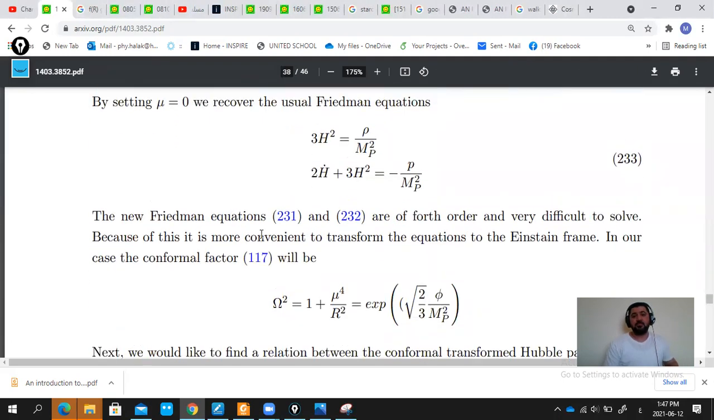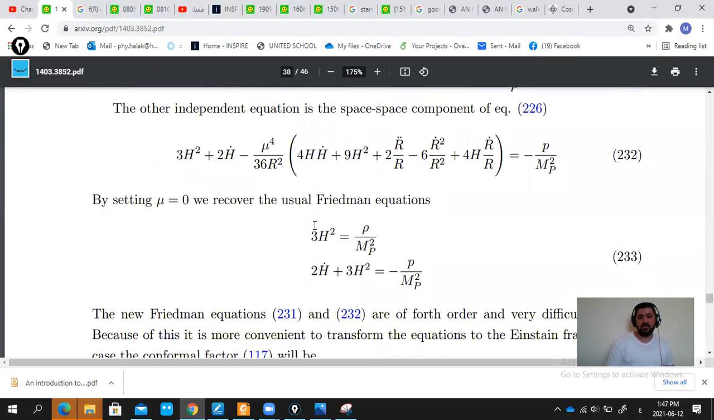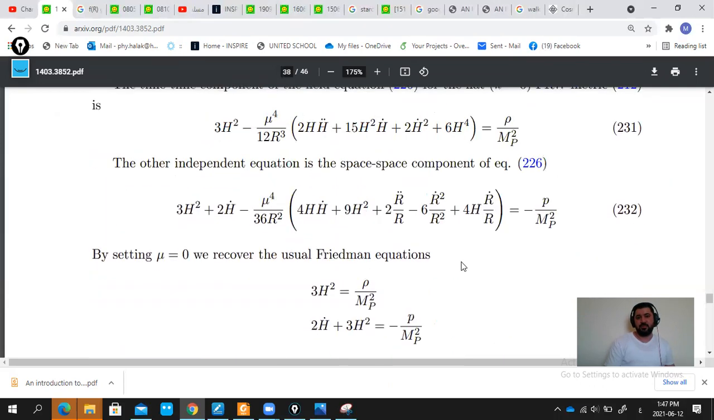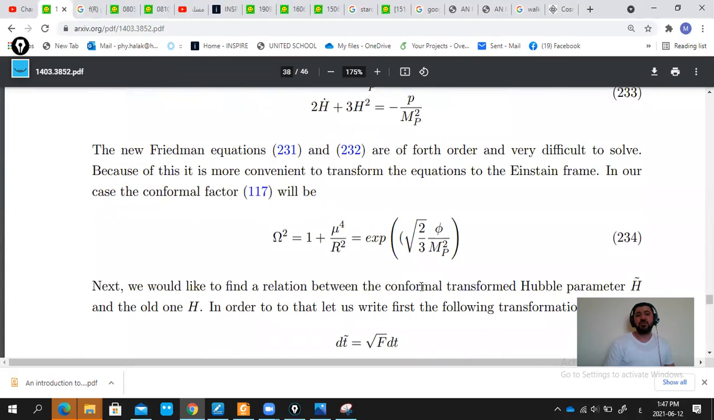Okay, but look at what is written here. Now this equation is so complicated to solve analytically. It's so difficult. The new Friedmann equations are fourth order. You have here R squared, H to the power 4. So it's too difficult to solve them. Because of this, it's more convenient to transform the equation to the Einstein frame.